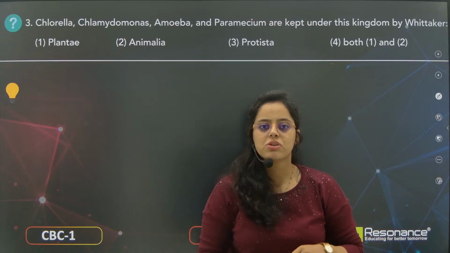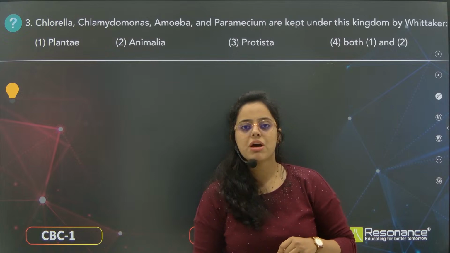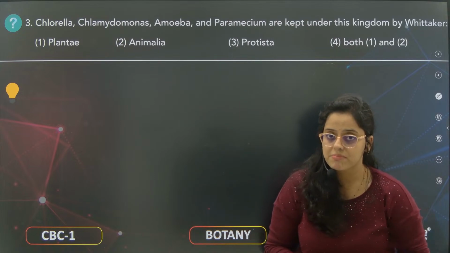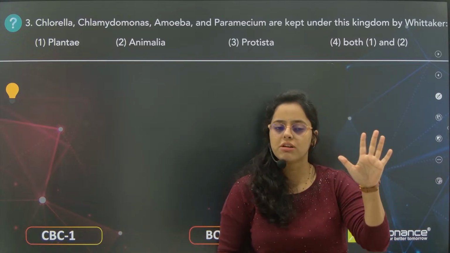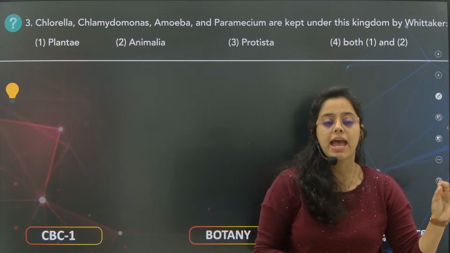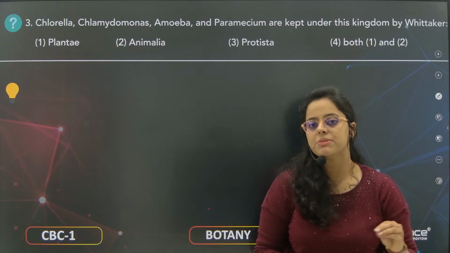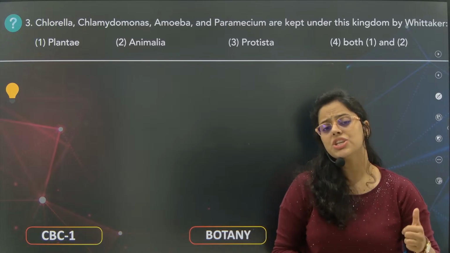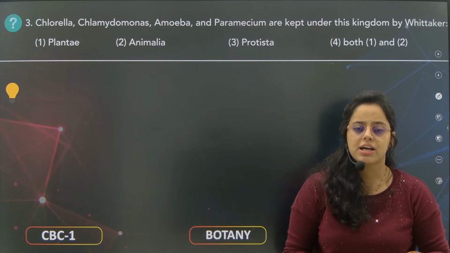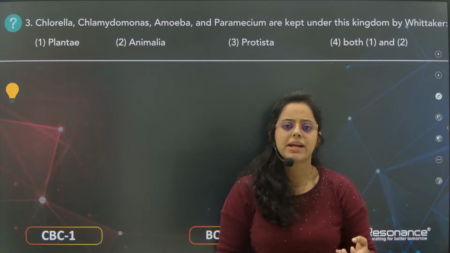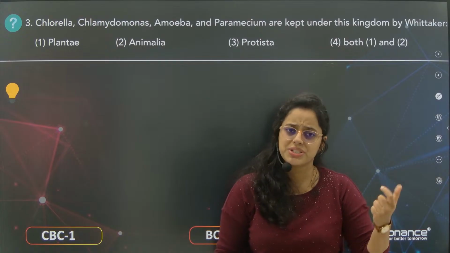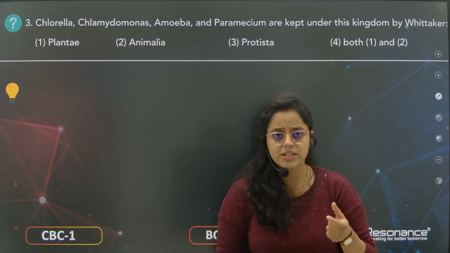Chlorella, Chlamydomonas, amoeba and paramecium are kept under which kingdom by Whittaker? So we have a total of 5 kingdoms, Monera, Protista, and if you see fungi, animalia and plantae, right? All these 5 kingdoms are present. Now each kingdom has different characteristic features. The bacteria or cyanobacteria, archaebacteria and methanogens were placed under Monera. Why? Because they are unicellular organisms and they have prokaryotic cellular nature.